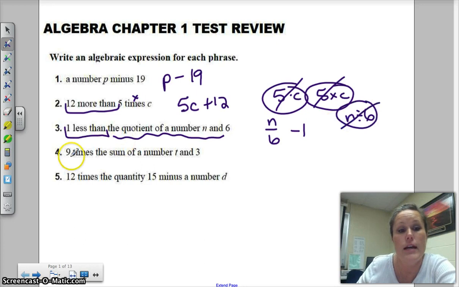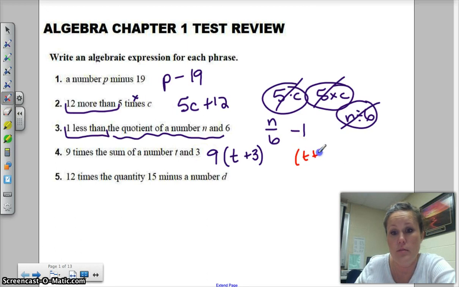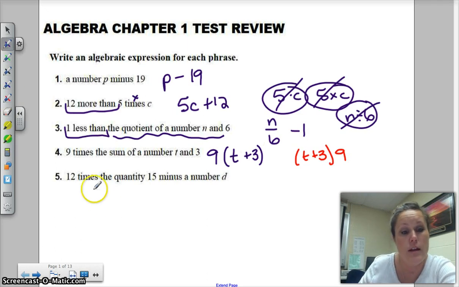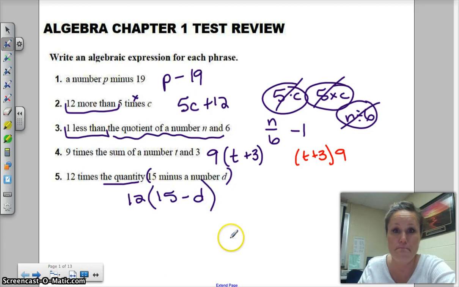All right, 9 times the sum of t and 3. 9 times t plus 3. You could have that in reverse order too. You could have t plus 3 times 9. Same thing. And then the last one, 12 times the quantity means put all this in a grouping symbol, 15 minus a number d. Okay, let's keep going.